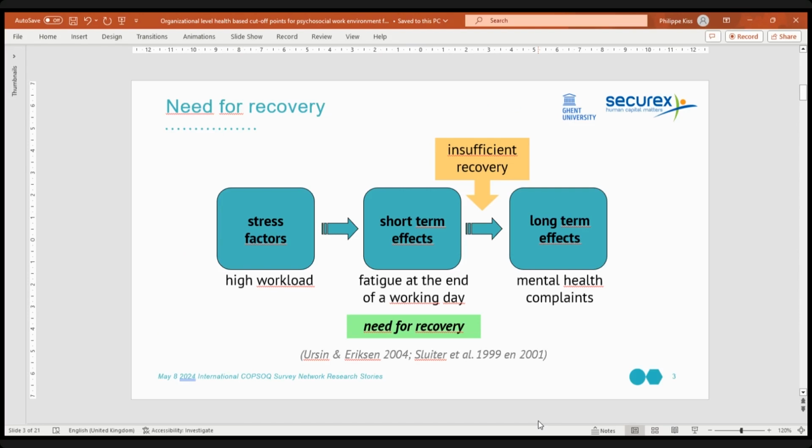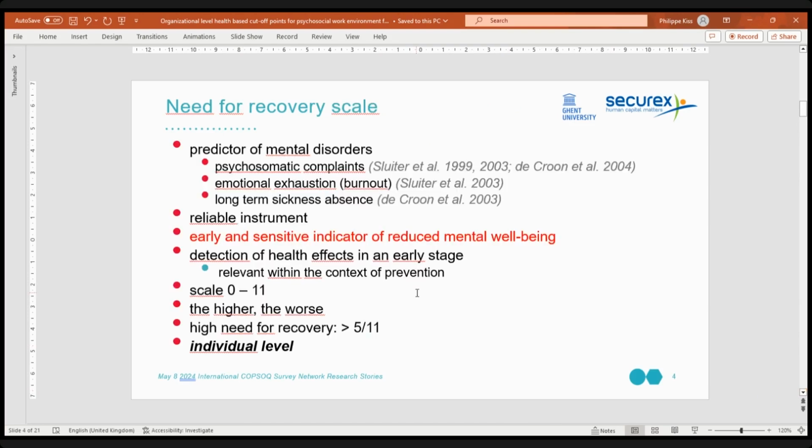That is called need for recovery, which can be measured by the need for recovery scale. It has been shown that this scale is a predictor of mental disorders, psychosomatic complaints, burnout, and long-term sickness absence. It has been shown to be a reliable instrument and can be considered as an early and very sensitive indicator of reduced well-being.